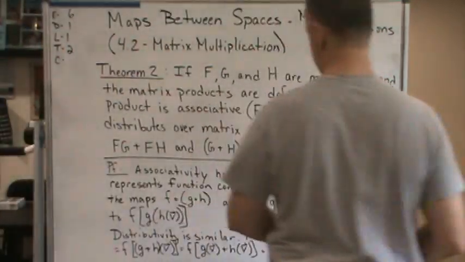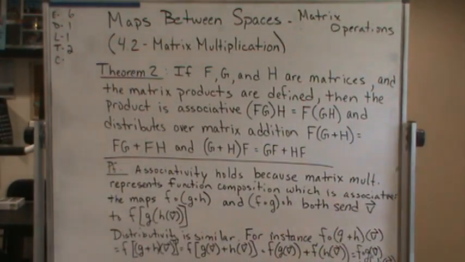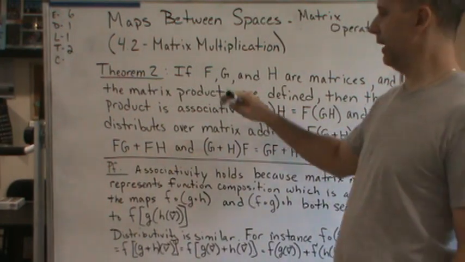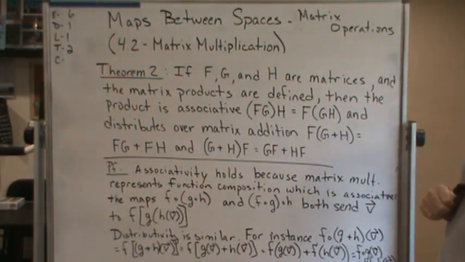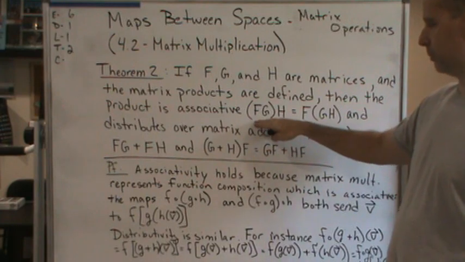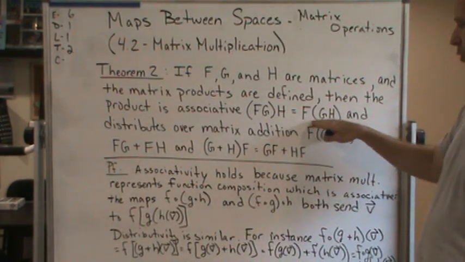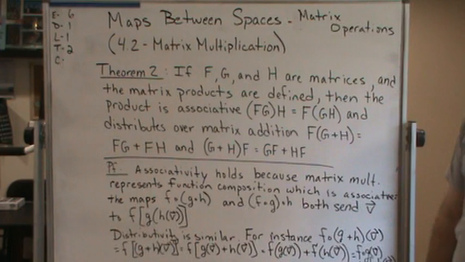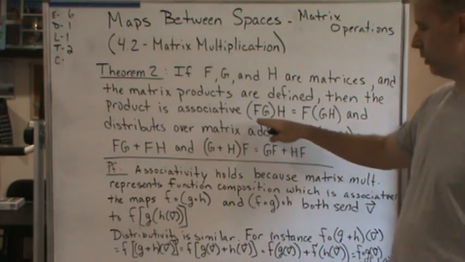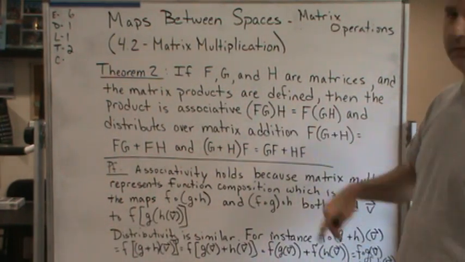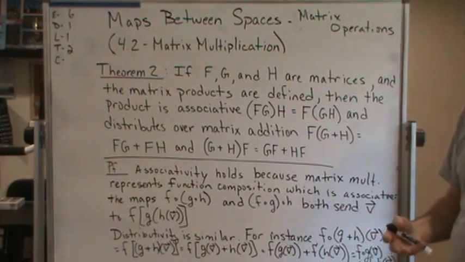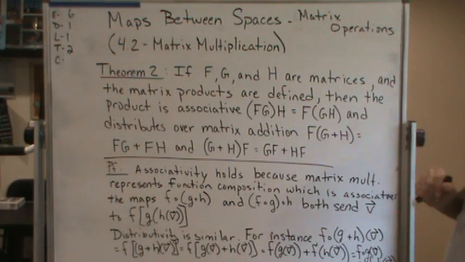Okay, so here's theorem 2. And so theorem 2 talks about the associative property and distributive property for matrices. So it says if F, G, and H are matrices and the matrix products are defined, then the product is associative, meaning we can multiply it this way or in this way and they will be equal. Okay, notice that we're changing the groupings of which matrices we are multiplying, but not the order.